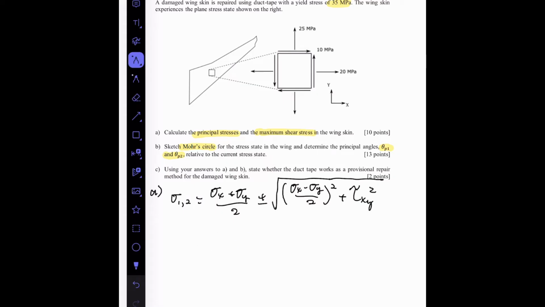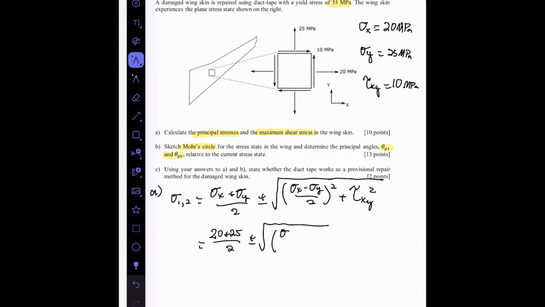First, let's make sure we know what sigma x, sigma y, and tau xy are. So sigma x, we have positive 20 megapascals as denoted by our coordinate frame. Sigma y is 25 positive. And then tau xy is 10. Okay, so we can just plug those values into our equation here to solve for the principal stresses. And you can just plug this directly into your calculator.